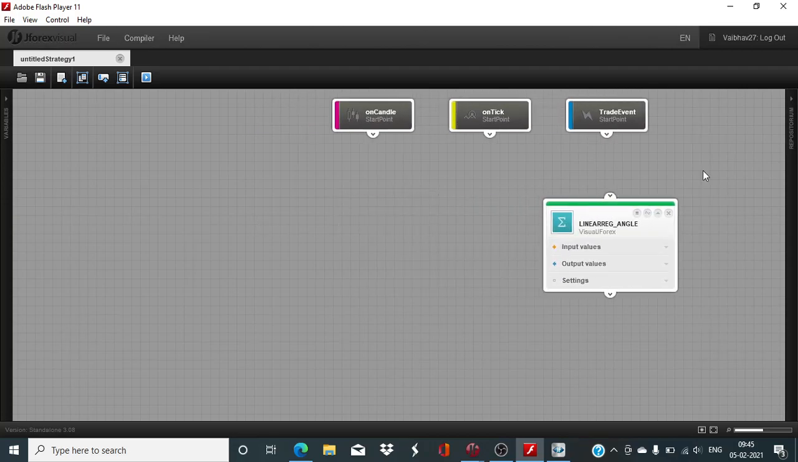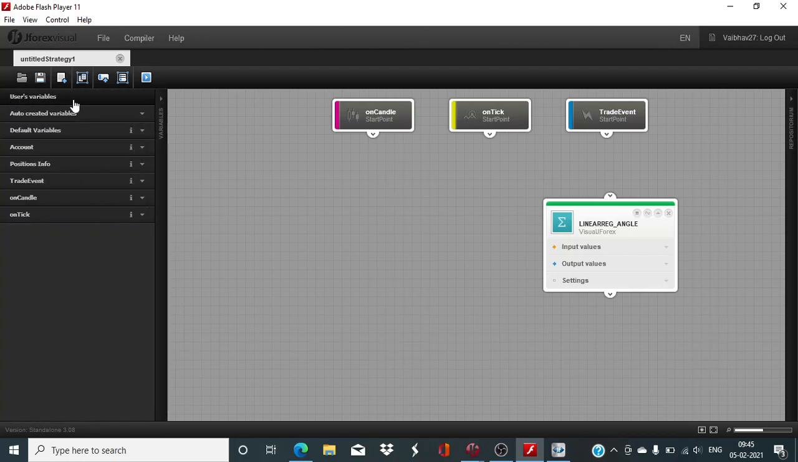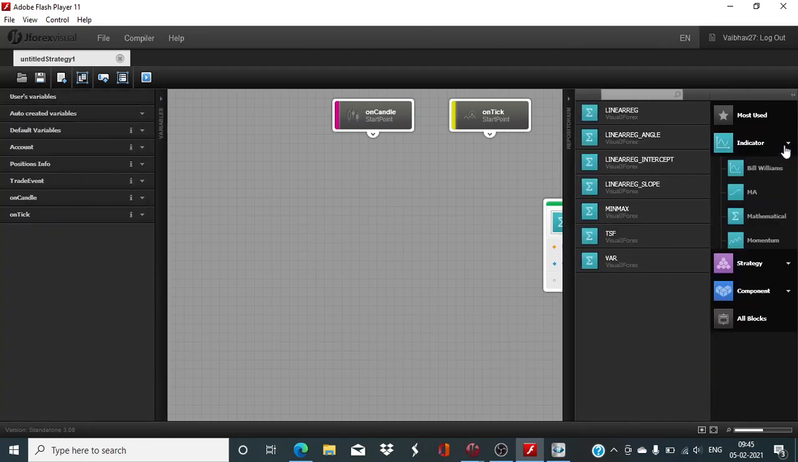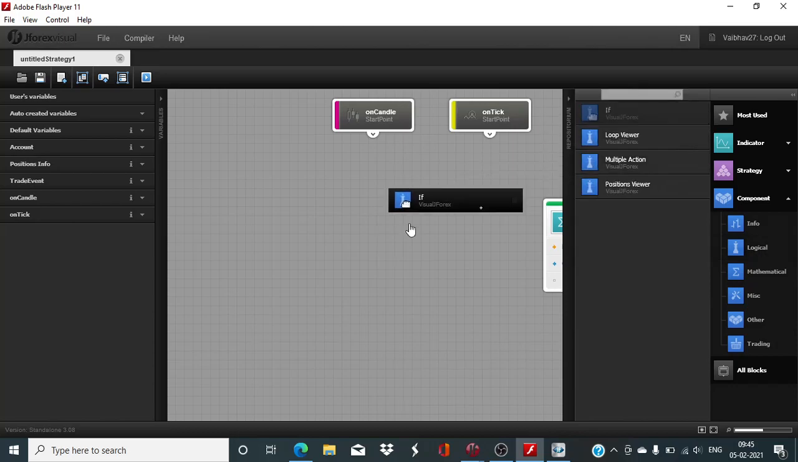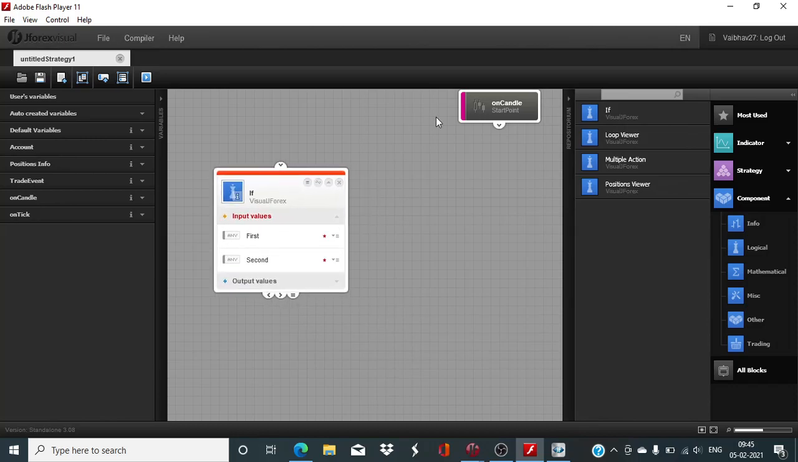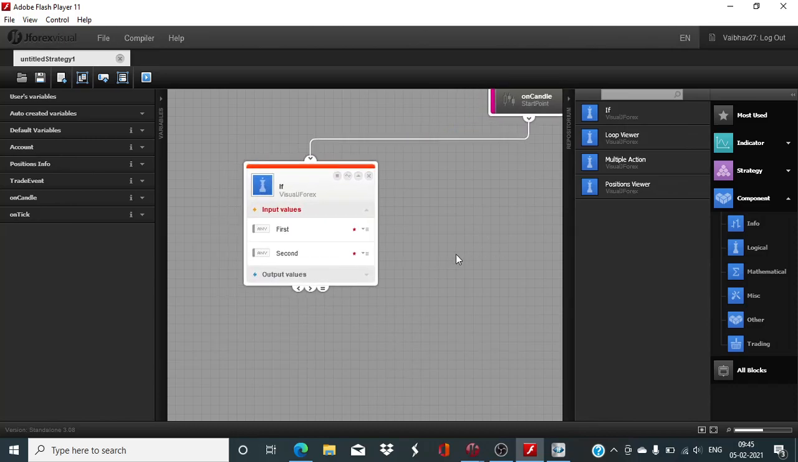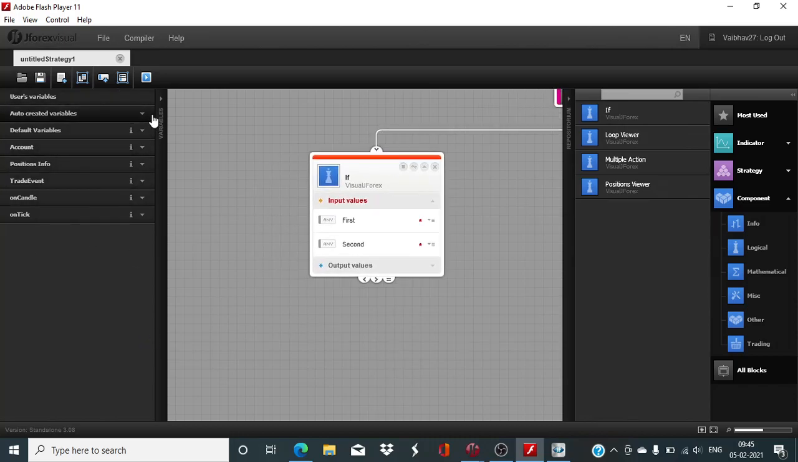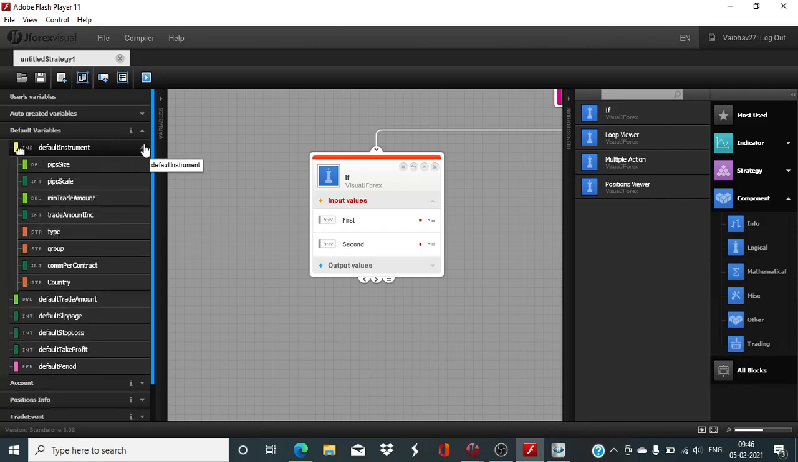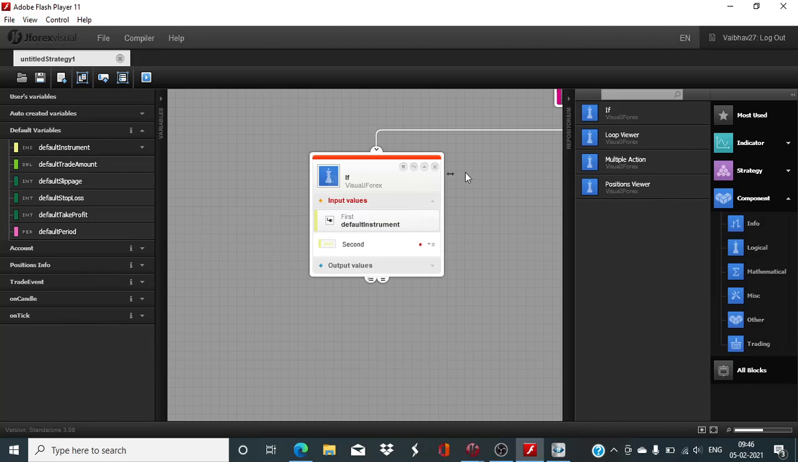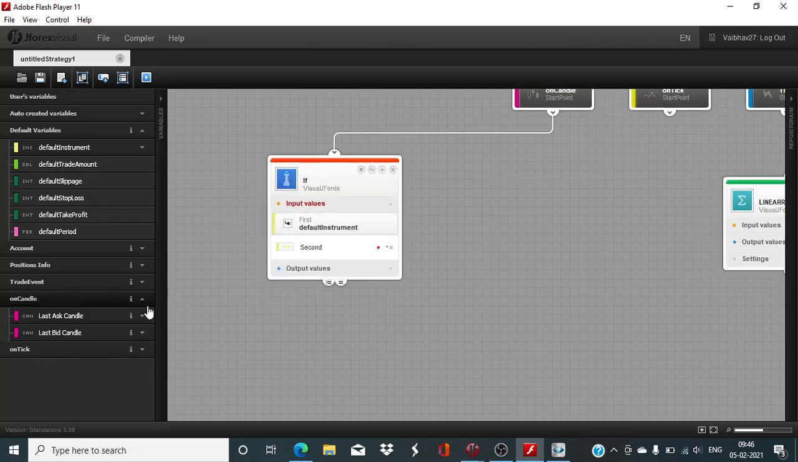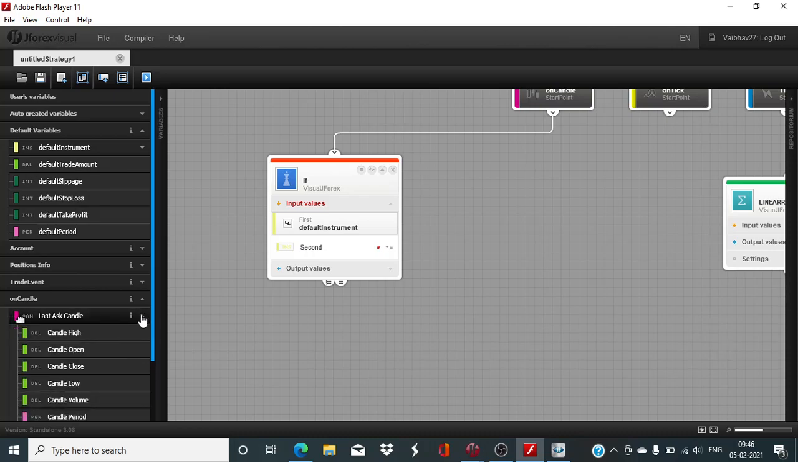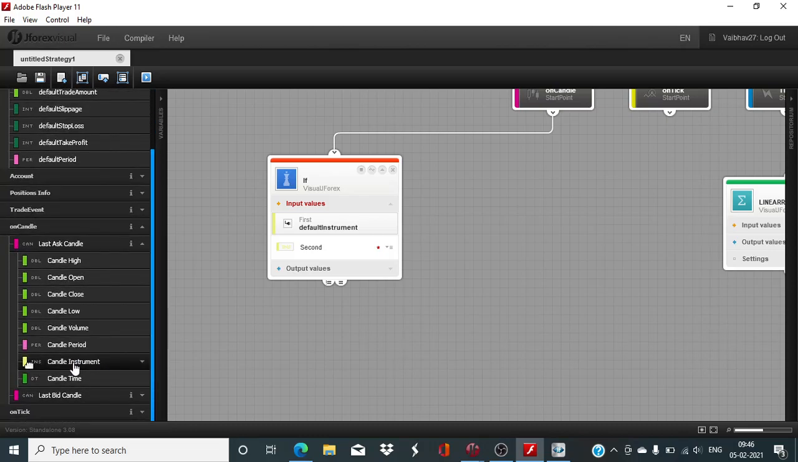First, we will have to do the instrument subscription. For the instrument subscription, I will add a couple of if-else logical blocks, and here the first input will be the default variable named default instrument, and as we are working with the start point on candle, I will take the last ask candle, or you can use both of these options, any of it will do.